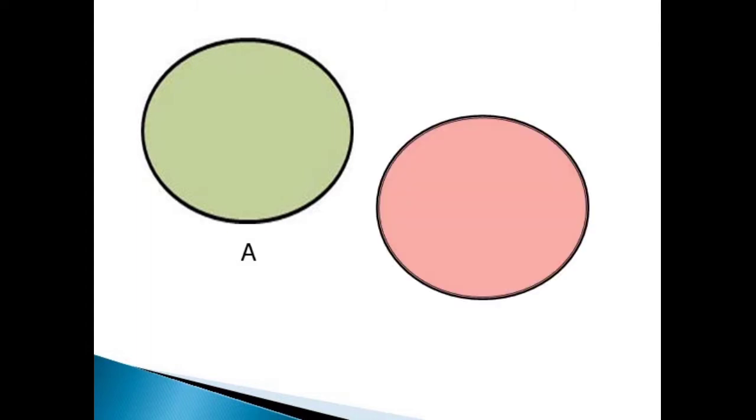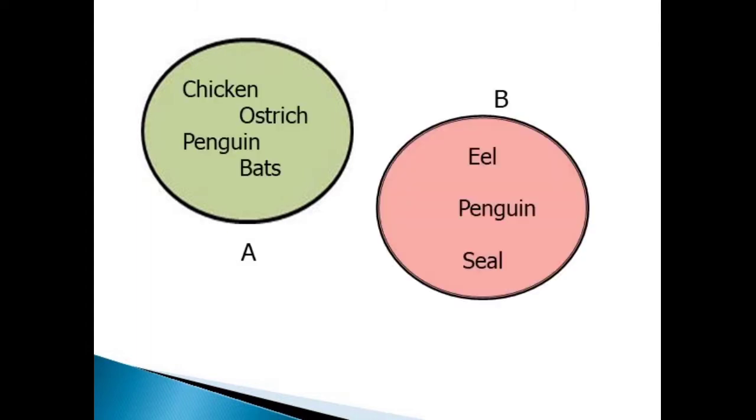So let's make two diagrams based on our elements. So we have here set A and set B. On set A, we have chicken, ostrich, penguin, and bats. On set B, we have eel, penguin, and seal. As you can see, penguin is both on set A and set B.